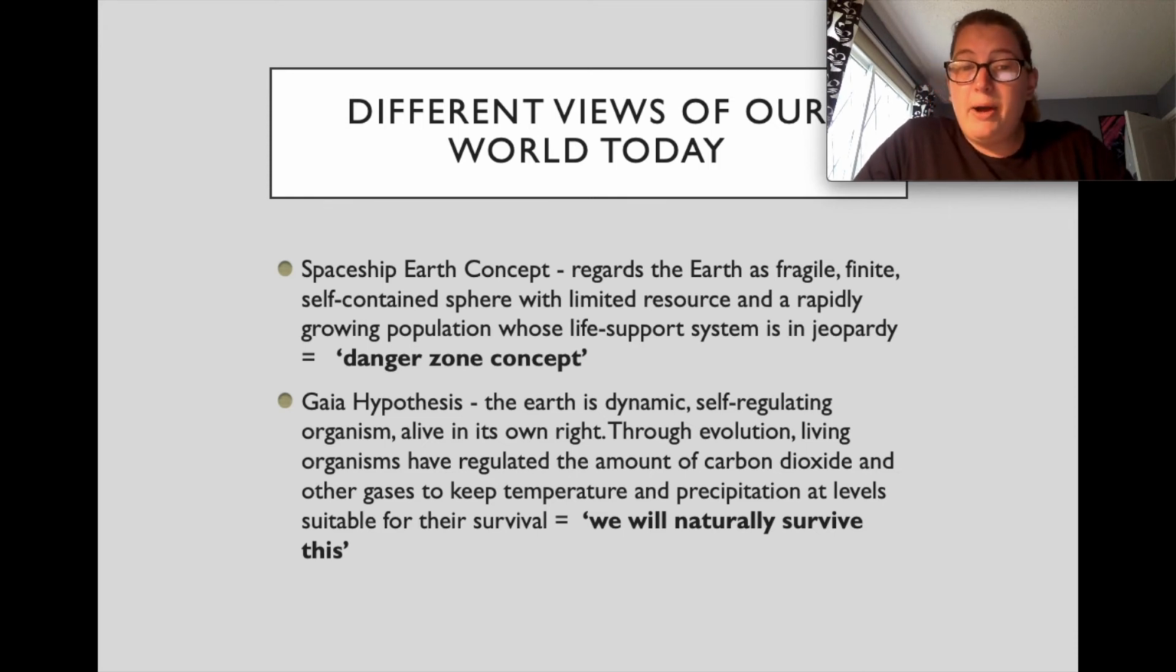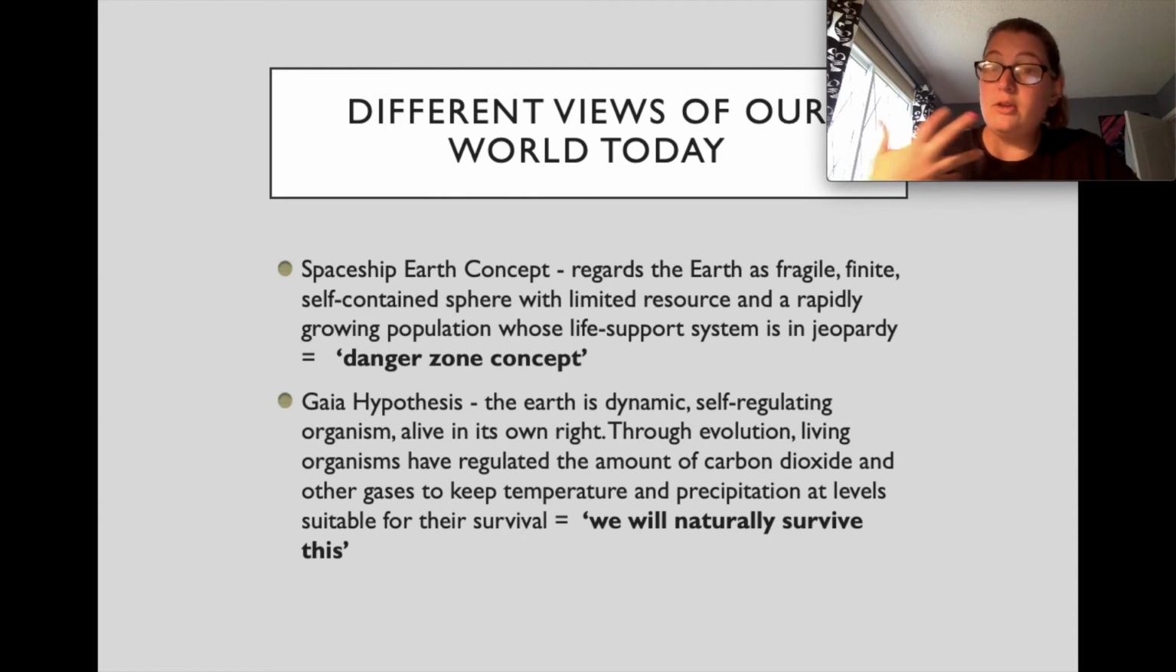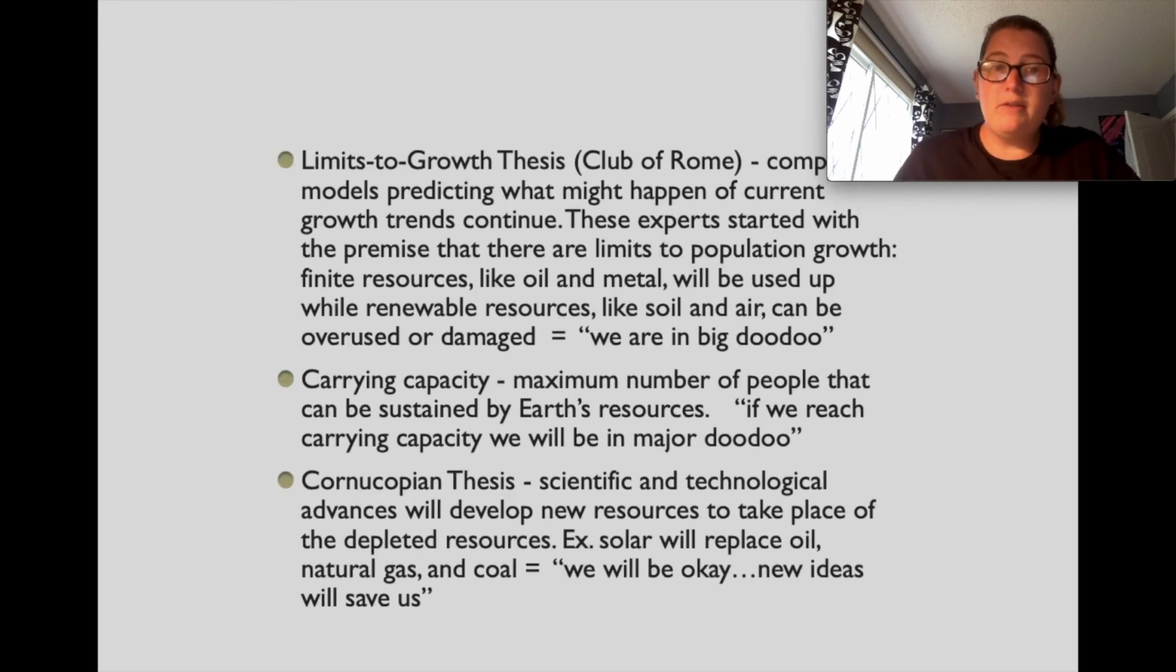And then the Gaia hypothesis is that the Earth is a dynamic, self-regulating organism, and that through evolution, living organisms have regulated the amount of carbon dioxide and other gases, and that it will kind of balance itself out again, and we will survive naturally from this. So these are the two big ones in terms of looking at the Earth. Two very different perspectives: danger, and things will right themselves eventually.